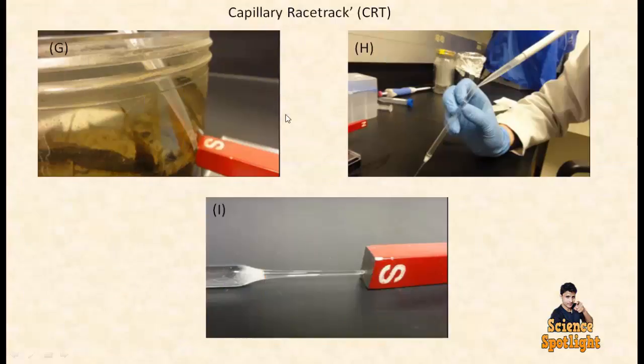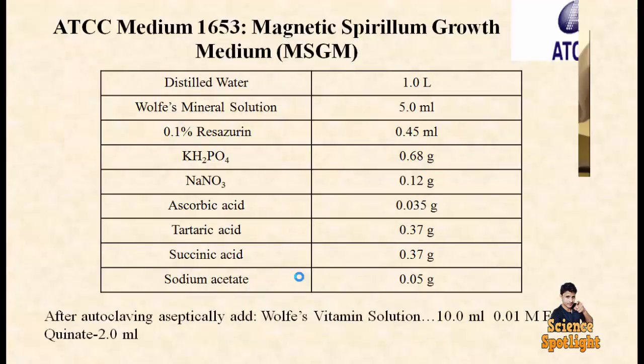After that, we have to prepare the racetrack. Here this is a method of preparing the racetrack. And finally, once we keep a specific pole at the tip of the racetrack, all the magnetotactic bacteria which are there pass through the cotton filter and enter into this small tube. And finally, we use this enriched solution for further isolation and study. And the medium which is used for mass multiplication of these magnetotactic bacteria is usually ATCC medium 1653.